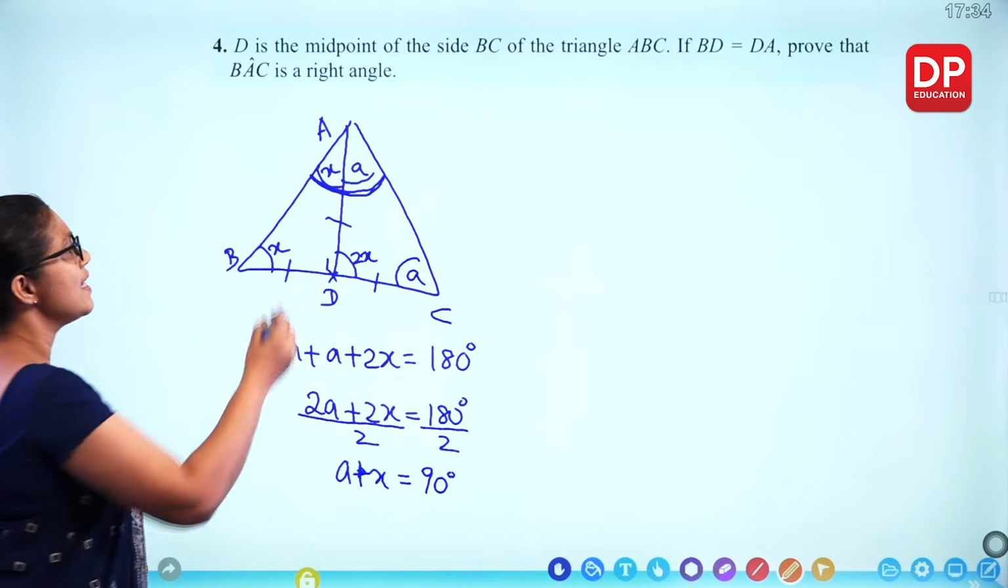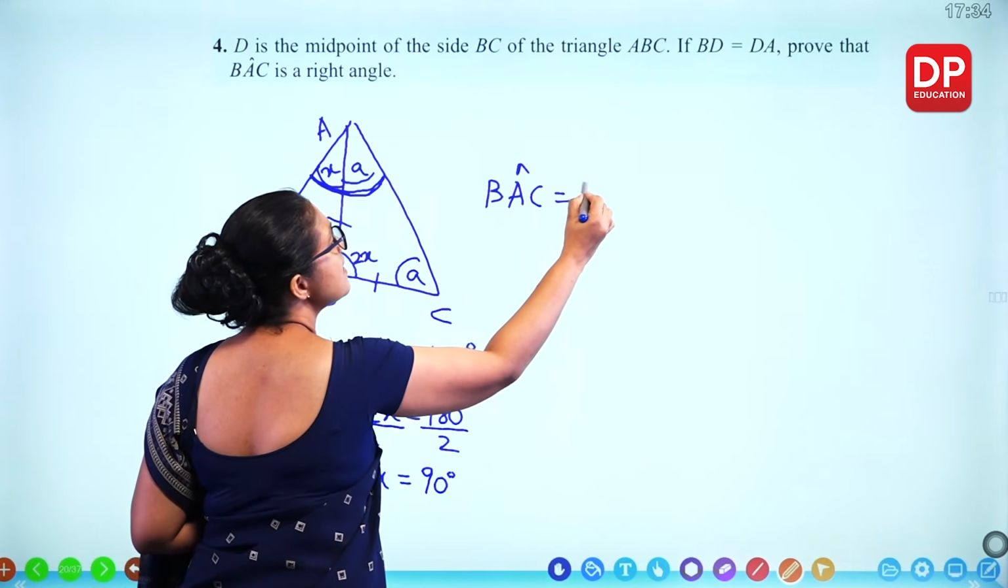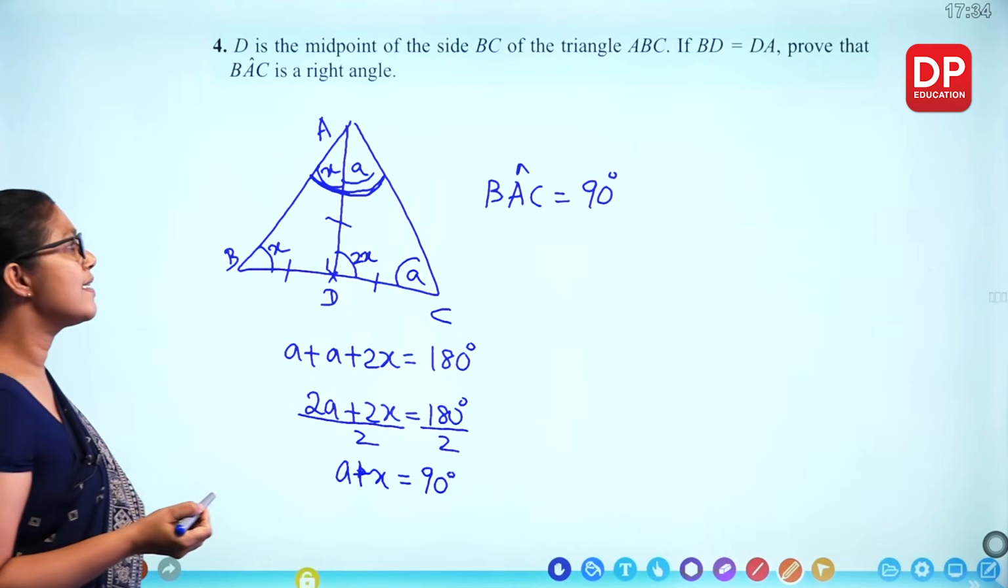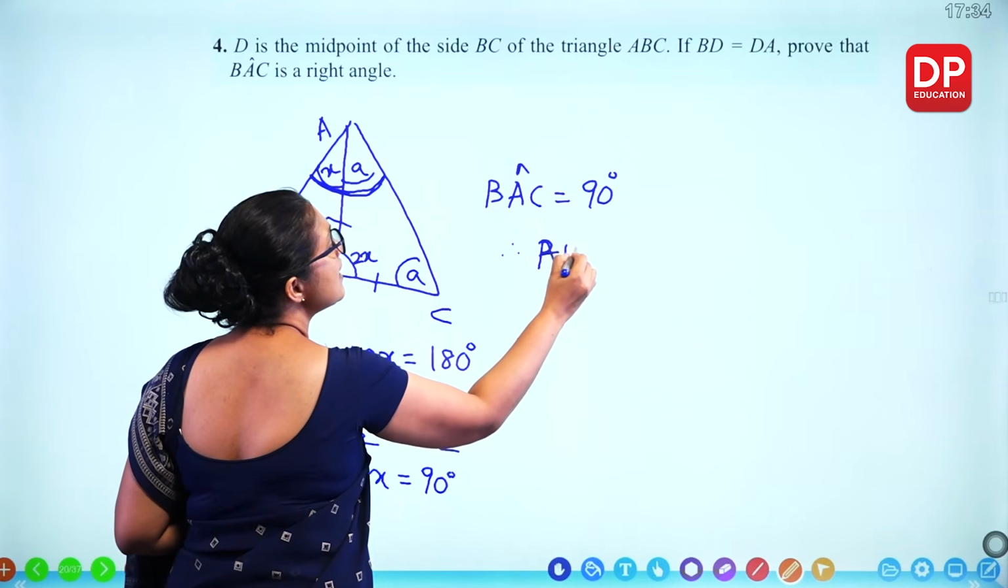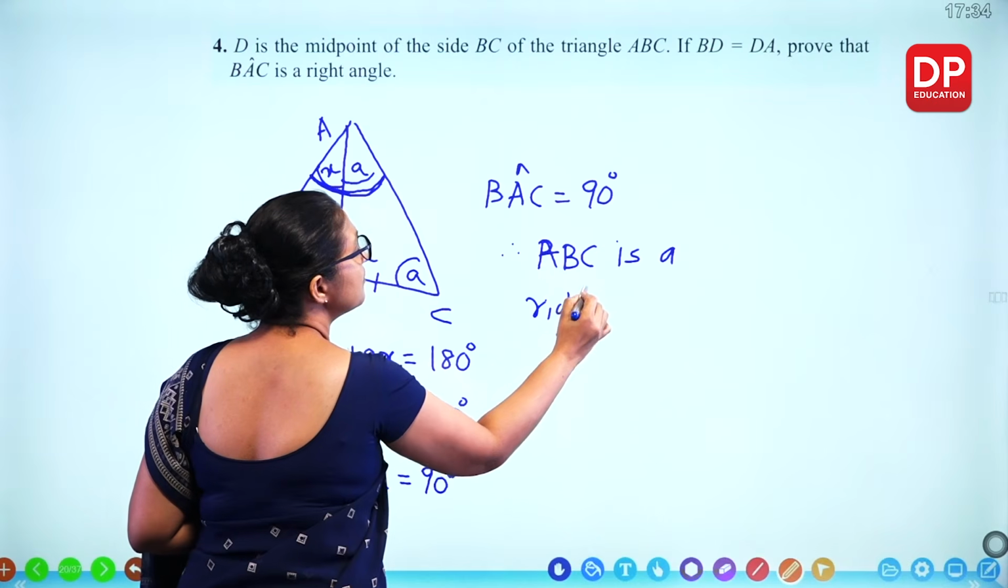So what it means? We found the BAC angle in the triangle is 90 degrees. That means one of the angles in a triangle is 90 degrees. So we can say ABC is a right angled triangle.